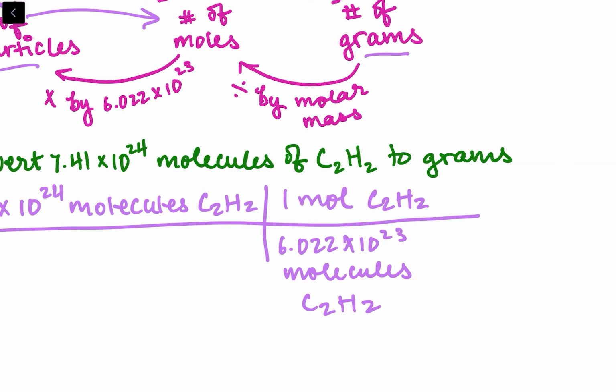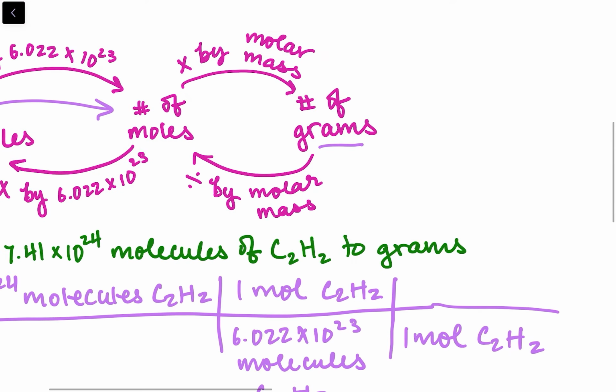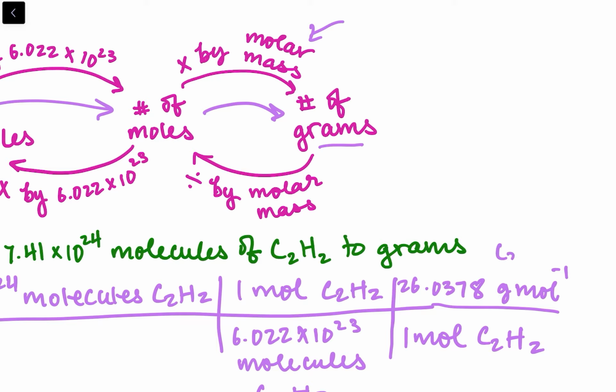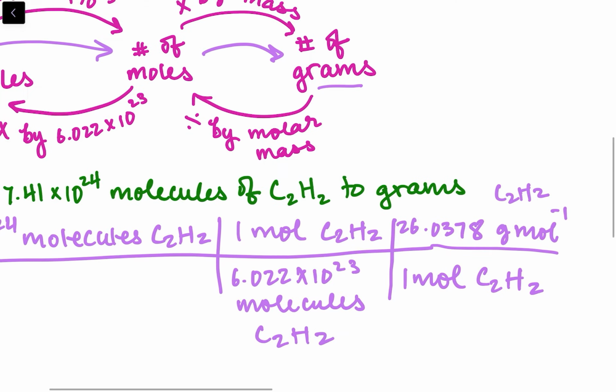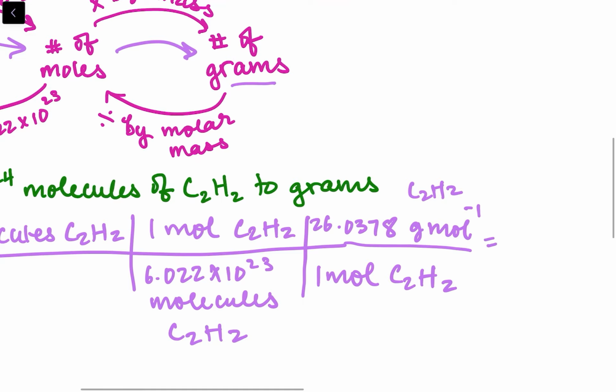Alrighty, so we have the number of moles. Now, for 1 mole of C2H2, how many grams of C2H2 is there? That is the molar mass. So we are multiplying this way once again. The molar mass of C2H2 is 26.0378 grams per mole. Let's not forget units once again. I'm just going to write C2H2 as a note to self. And then we put this into our calculator.